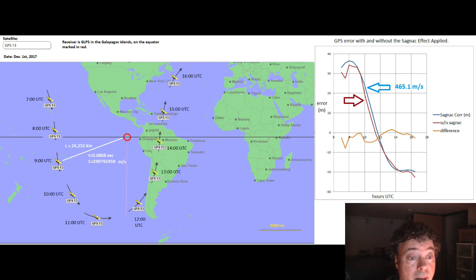So you can see that there's a very good match between the two lines when you calculate based on a rotation rate of 465.1 meters per second. And when you subtract one from the other, you get our final error in the range, and this is then reduced from, let's say, plus or minus 30-35 meters down to now only plus or minus, let's say, 2 meters. So we get a much better match between the actual distance and the measured distance after we take into account the rotation of the Earth.